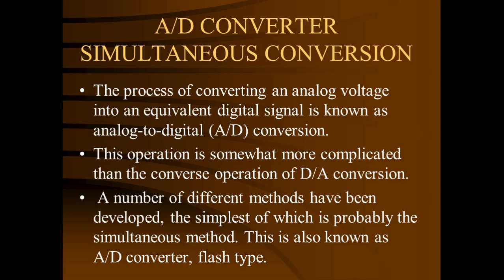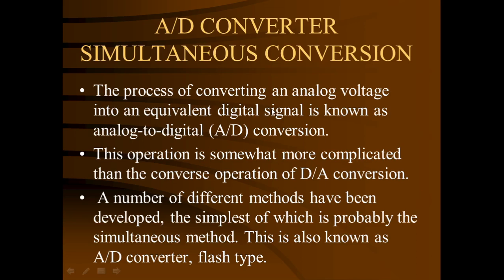This method is developed using simultaneous conversion, where a number of comparators are going to be utilized, which compare the two input signals, and correspondingly the output is going to be high or low. It is the fastest one. That's why it is called a flash type A to D converter.